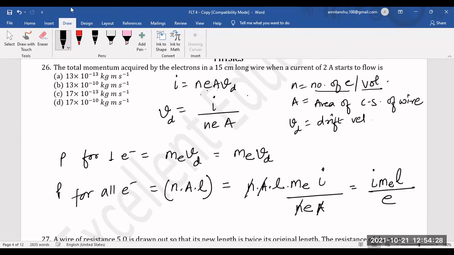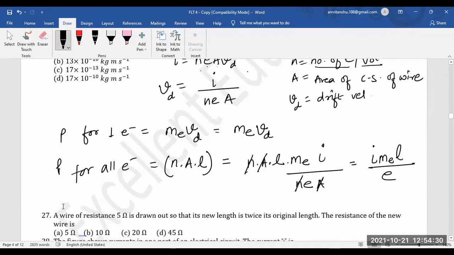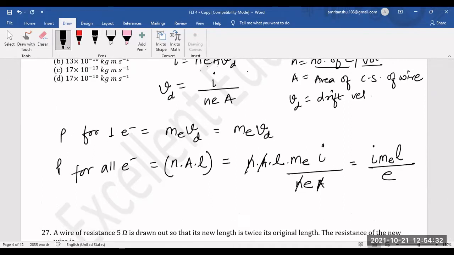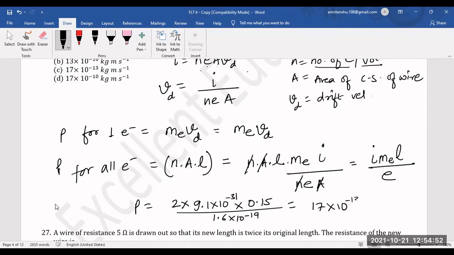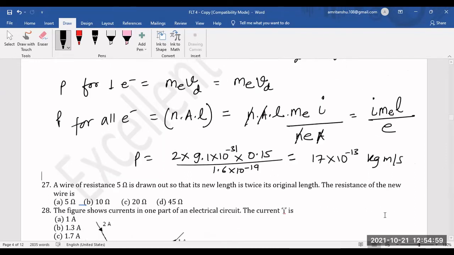On putting all the values, mass of electron is 9.1 into 10 raised to minus 31. Length is 15 centimeter, which will be 0.15. And the value of charge on one electron is this. We get the answer as 17 into 10 raised to minus 30 kg meter per second. So the correct answer for this is this. Let's move on to question number 27.